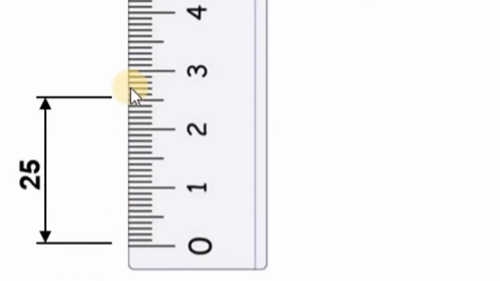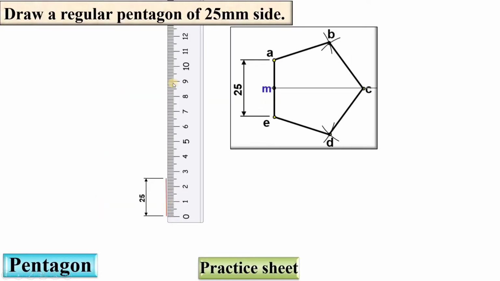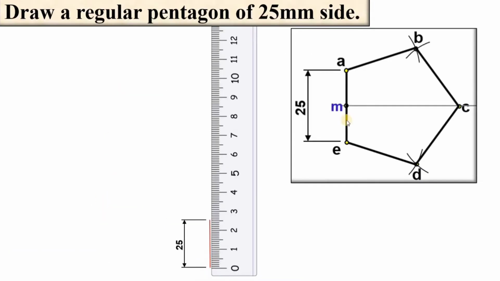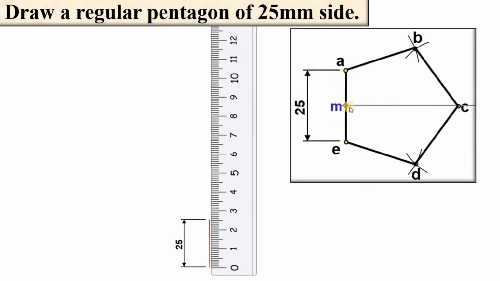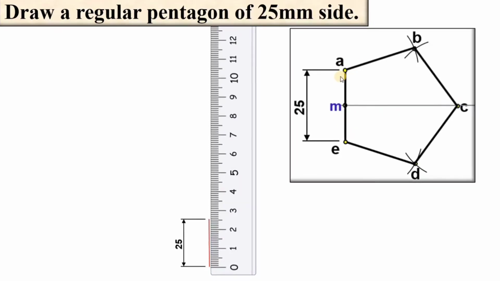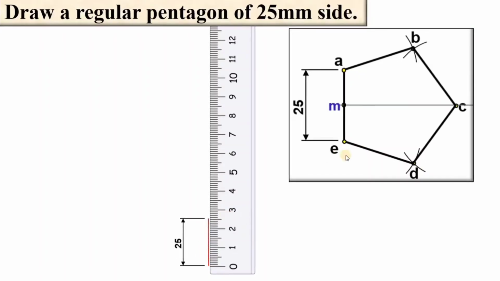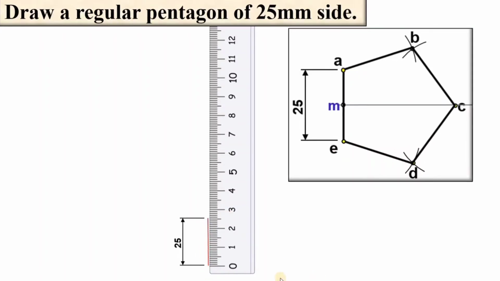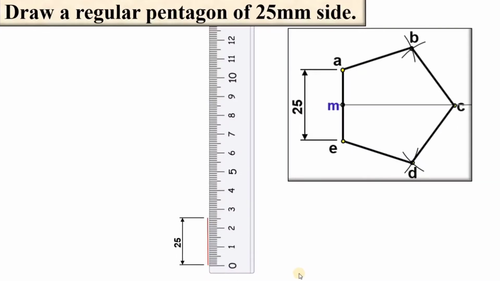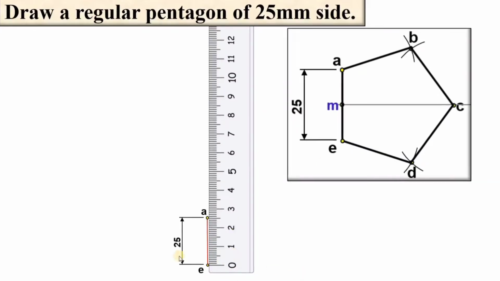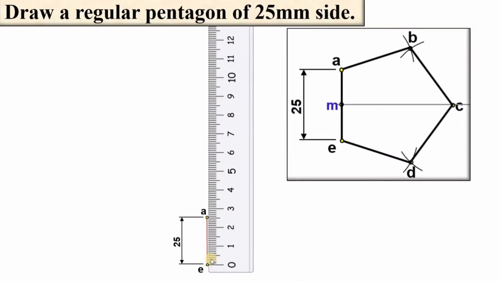First of all, draw a vertical line with the help of the scale, exactly equal to the 25 mm side that is given to you. Here you can see in the pentagon one line is in the vertical position, that's why I have started from the vertical line. It can be horizontal also, and at that time you have to start with a horizontal line. Give the name as AE.